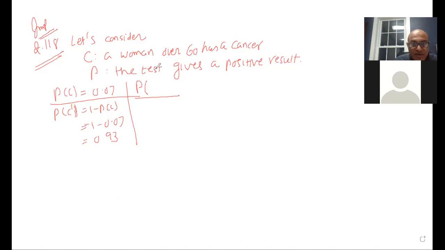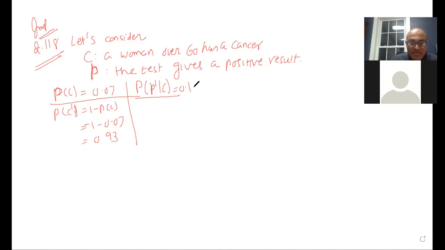Second part, probability of what? It says that 10% of the time the test gives a false negative. So P dash given C, false negative, is equal to 0.1. Please try to distinguish between this probability and this P: capital P stands for probability and small p stands for the positive result, right?